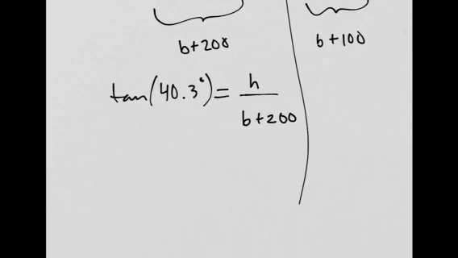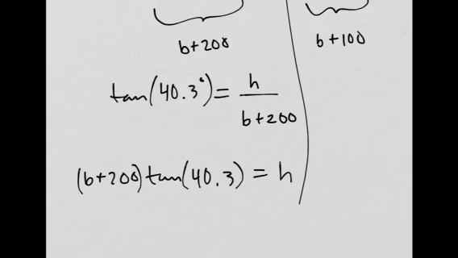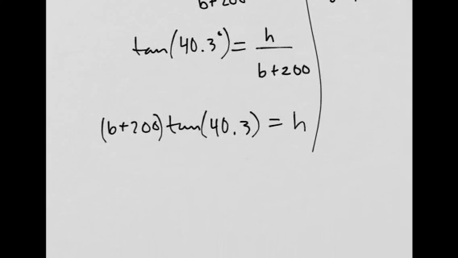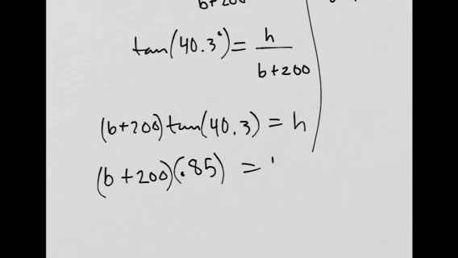I'm just going to draw a line there. If I multiply both sides by B plus 200, I get B plus 200 times the tangent of 40.3 equals H. What's the tangent of 40.3? If we did this and rounded it to 2 decimal places, we get 0.85, I think. And then we'd have to distribute here. That equals H.